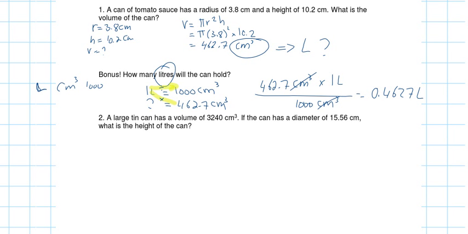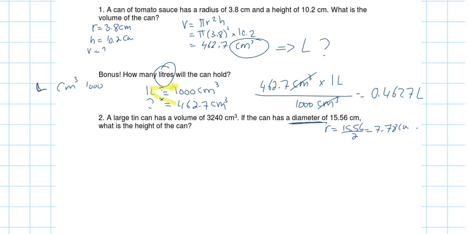But the first thing I have to find is the radius, because I know the diameter is 15.56. So what would be my radius? You divide that by 2, and that will be 7.78. Perfect. I wrote it in a weird way, but it's 7.78.